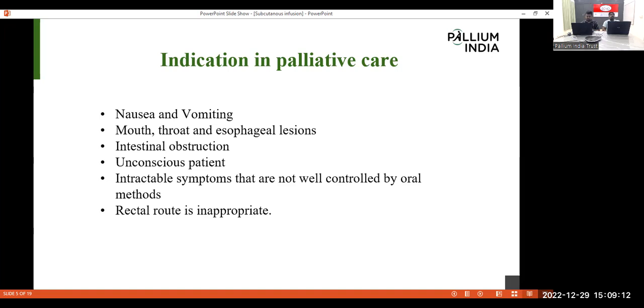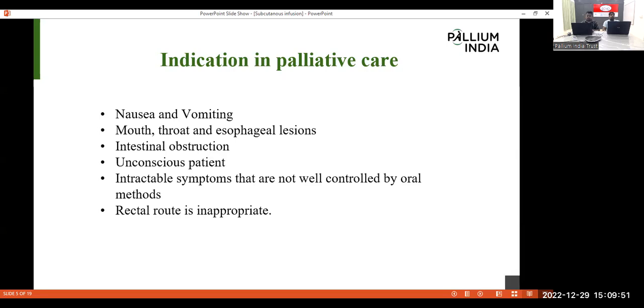Then intractable symptoms. If we see the patient is having severe pain, 10 by 10 pain or 9 by 10 pain, or the patient is unable to give the score, but is crying with that much severe pain, in such a situation, choosing any tab form of pain medication is not appropriate. So we need to give the injection form of medication to manage the symptom or the pain. Then we can move to the tab form of medications.